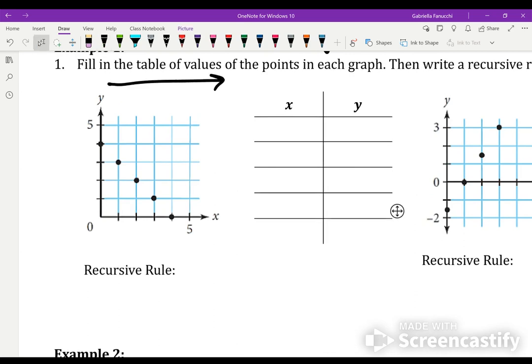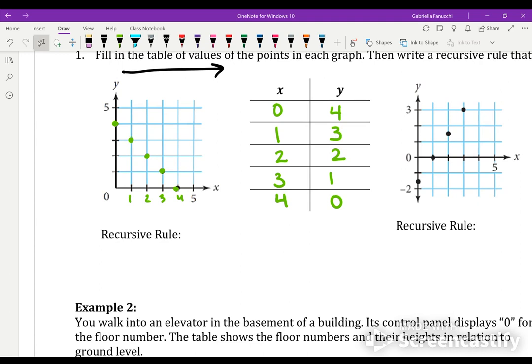So starting with the x values, this first point here has an x value of 0 and a y value of 4. The next one, this is 1, this is 2, 3, 4, right? The next one has an x value of 1 and a y value of 3. Then we have an x value of 2, y value of 2. Then we have an x value of 3 and a y value of 1. Then the last point has an x value of 4 and a y value of 0.